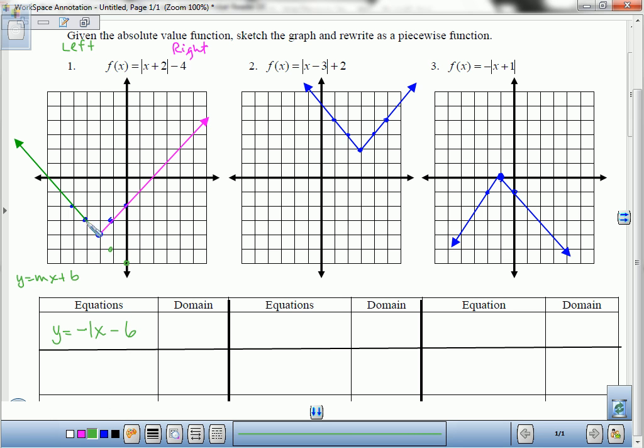Okay, now, the line doesn't keep going though. It stops right here. So yesterday we talked about how to restrict the domain to make it stop. So it goes forever left. What's forever left? Negative infinity until right here. What's that x value? Negative 2. It's the x value, negative 2.